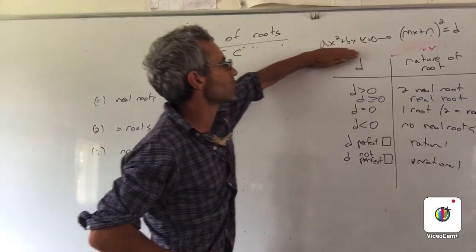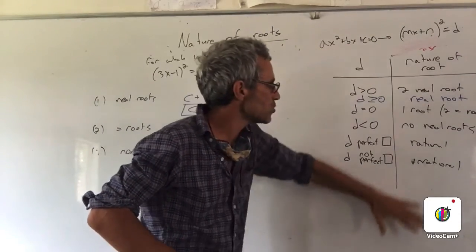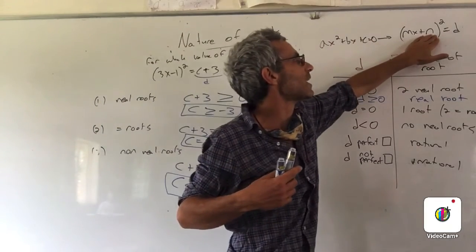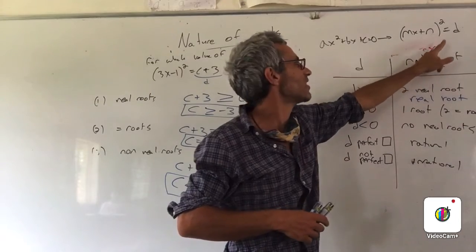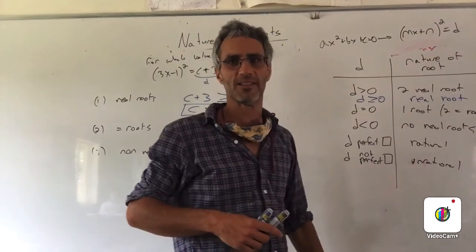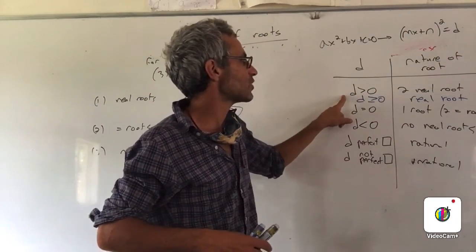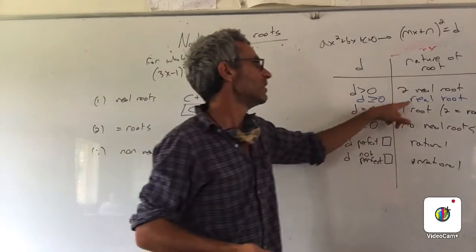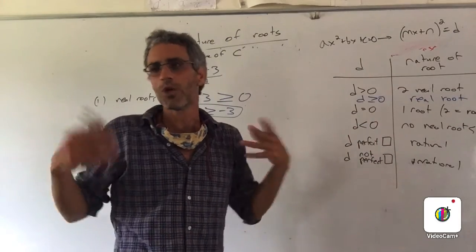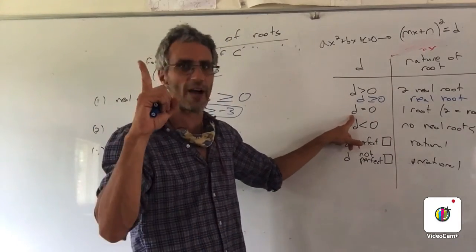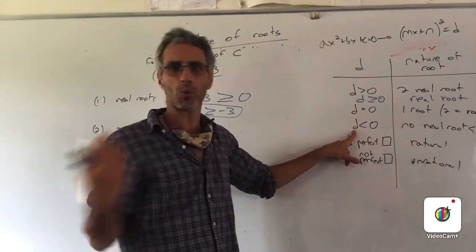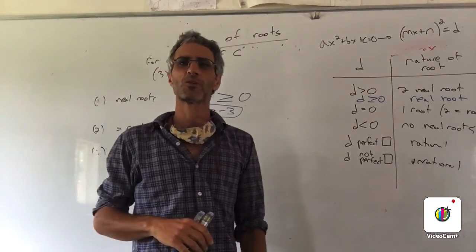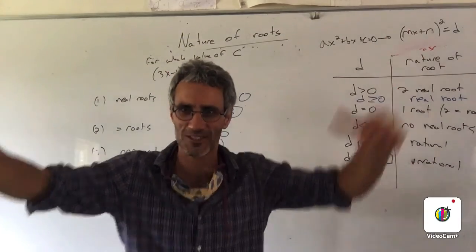To summarize, if you got a quadratic expression that looks like that, don't use this. Use the delta we learned last lesson. If it's already set up like that, the only thing that matters is D. I don't care about the M and the N. Okay? If D is larger than 0, you're going to have two real roots. If D is larger or equal to 0, you're going to have at least one real root, 1 or 2. If it's equal to 0, you're just going to have one real root. If it's smaller, no real root. If it's a perfect square, it's rational. If it's not a perfect square, it's irrational. Thank you very much. Back to the test.